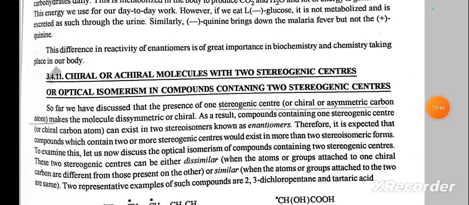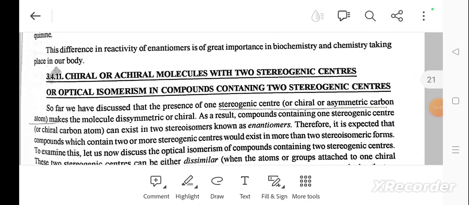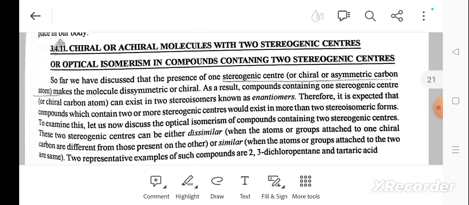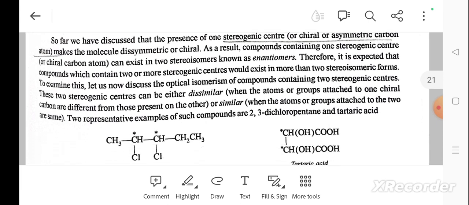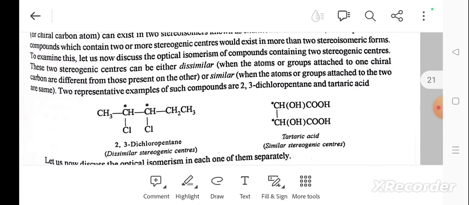Chiral acyclic molecules with two stereocenters: optical isomerism in a compound containing two stereogenic centers. So far we have discussed that the presence of a stereocenter or chiral or asymmetrical carbon makes the molecule dissymmetrical, and as a result the compound containing one stereocenter can exist in two stereoisomers known as enantiomers. Therefore, a compound which contains two or more stereogenic centers can exist in more than two stereoisomeric forms. Let us now discuss the optical isomerism of compounds containing two stereocenters.